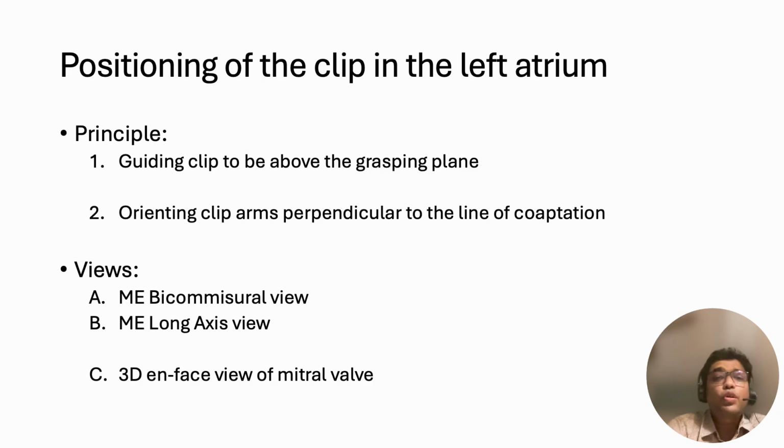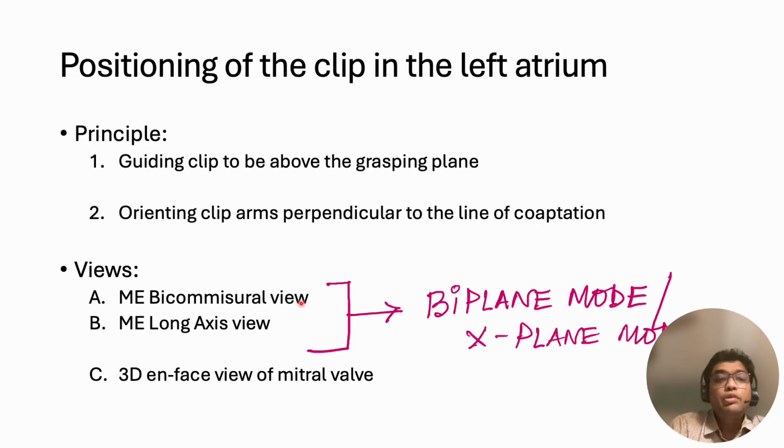Now the next step is positioning of the clip in the left atrium, where the principle is guiding the clip to be above the grasping plane in the left atrium, and also orienting the clip arms perpendicular to the line of coaptation. The two views used are the mid-esophageal bicommissural view and the mid-esophageal long axis view. This long axis view is your grasping view, and a 3D en face view of the mitral valve is also extremely essential for this step. If you put an X-plane or biplane mode in your mid-esophageal bicommissural view, that will give you the mid-esophageal long axis view.